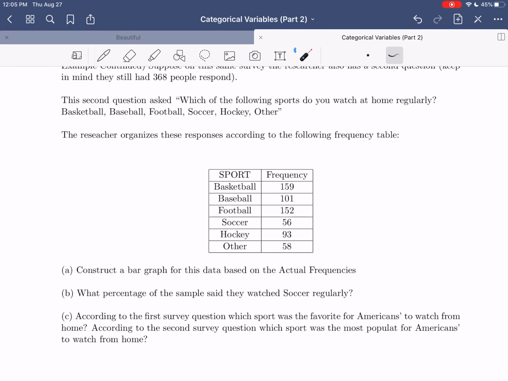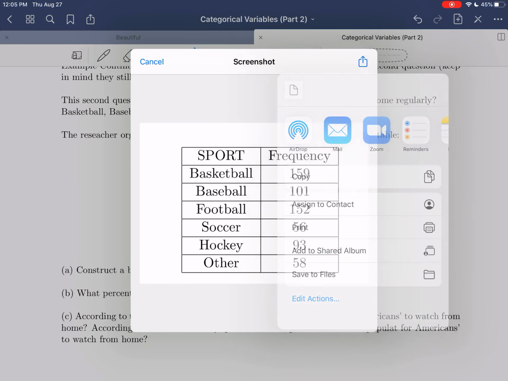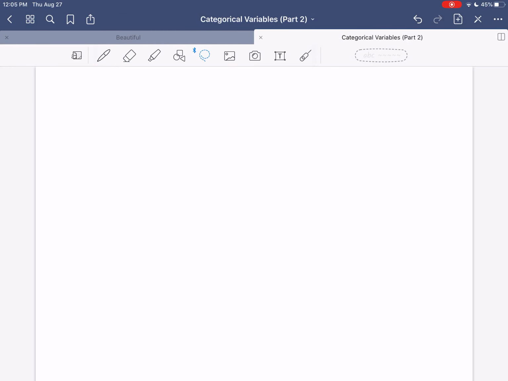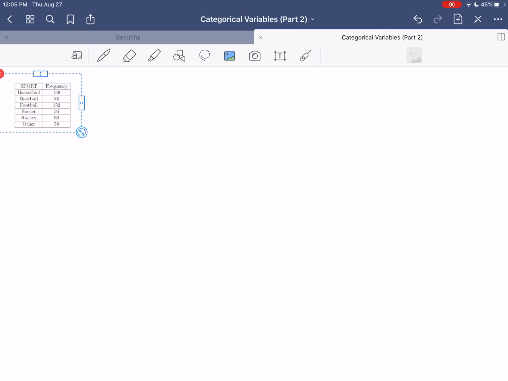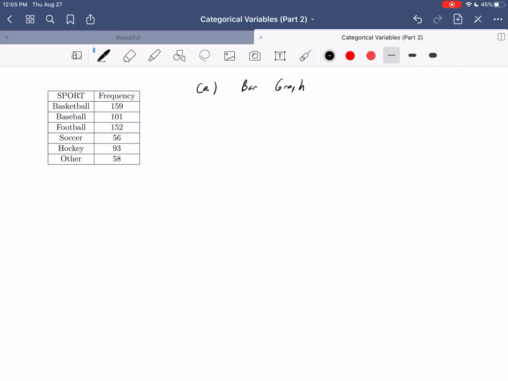So the first thing we're going to do is try to construct a bar graph for this data based on these frequencies. So we should still be able to do a visualization of this. So let's go ahead and grab this, and then we'll go on to the next page here. Okay, so we'll give ourselves another page to work with here. So there's our data. Okay, so for A, we'd like to do another bar graph. So let's give it a better name. It's an actual frequency bar graph.